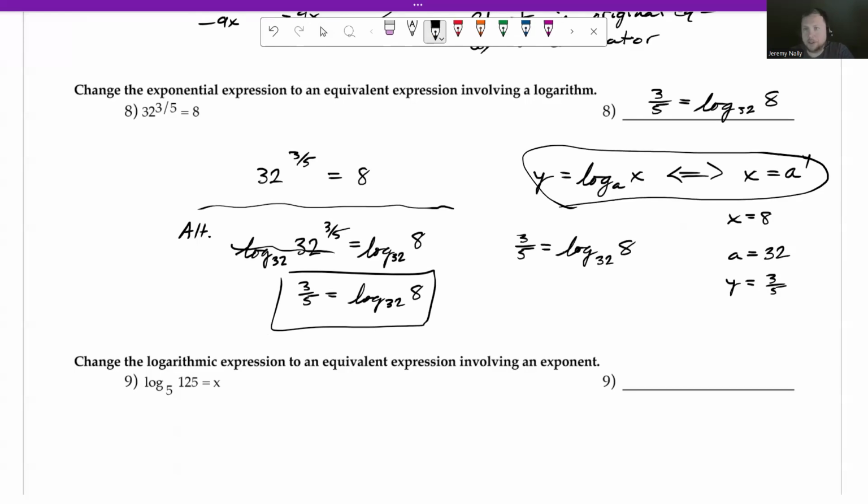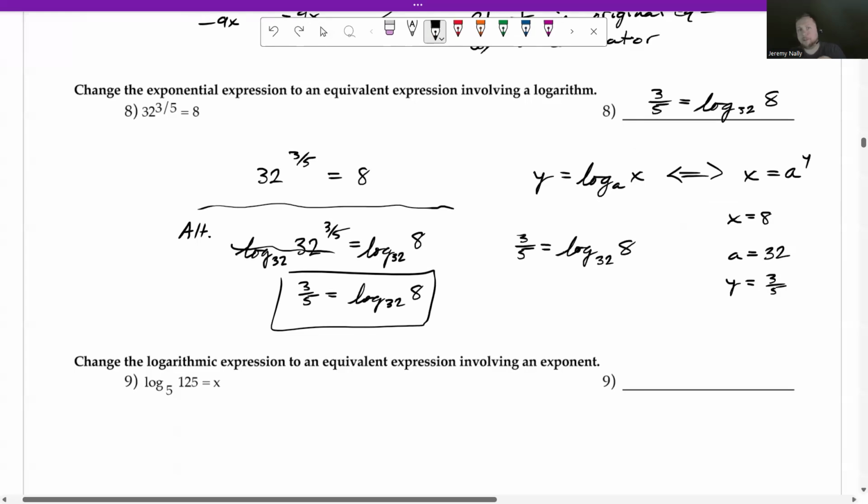This is important to know, but operationally, if I'm just doing math and figuring stuff out, and I want to change the exponential equation into a logarithmic equation or vice versa, I do something to both sides of the equation and think about it that way.